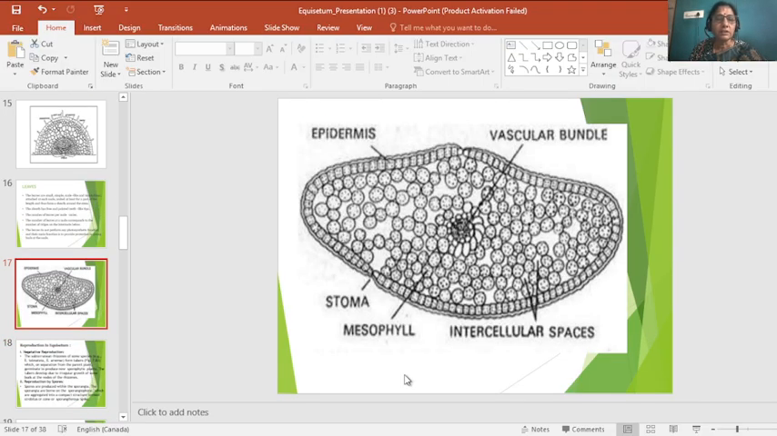So this is the structure of the stem, where you will see the outer epidermis, then the cuticle. Inside the cortex is having the parenchymatous cells with chlorophyll, known as the mesophyll cells, and inner is the vascular bundle, where you will be seeing the xylem in the center surrounded by the phloem.